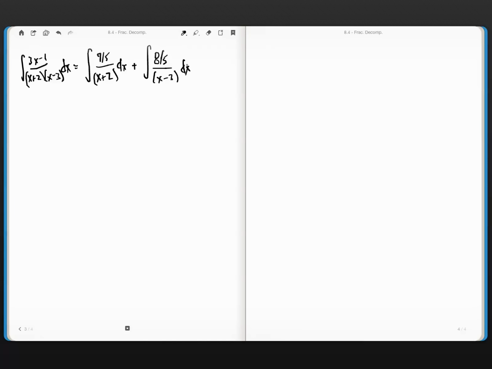Okay. Now, those are both relatively easy integrals to do. How do we do those? Well, this is 1 over something, right? And the integral of 1 over something, as we learned last semester, is the natural log. So I'll leave that to you guys, because the algebra is really kind of the tricky part here. Let's take a look at another example.